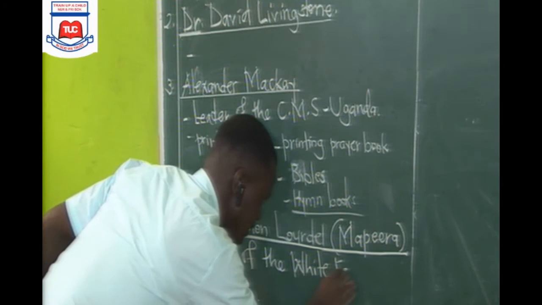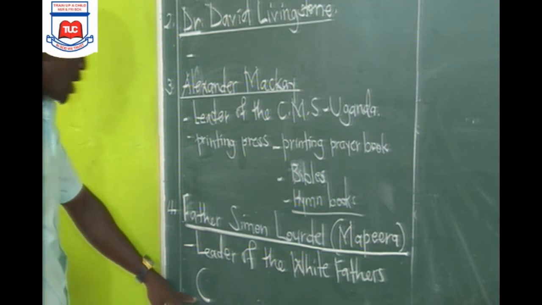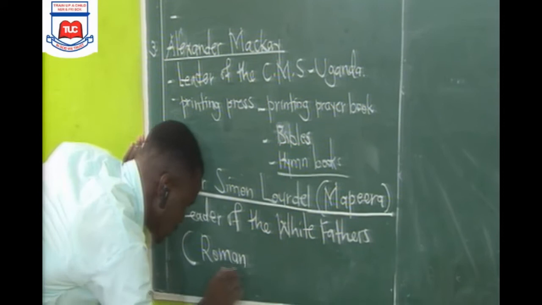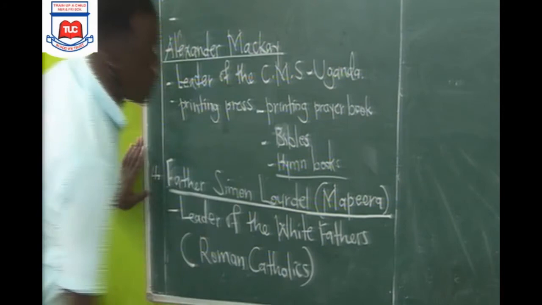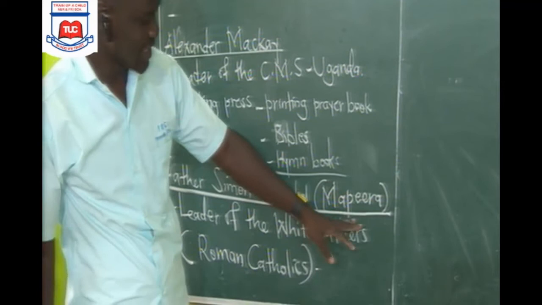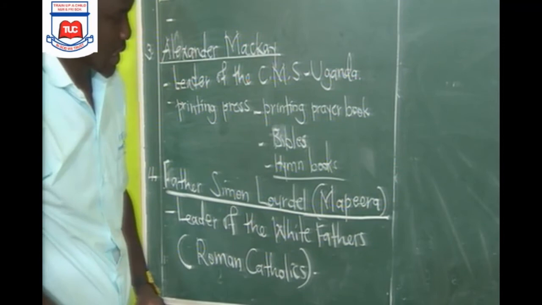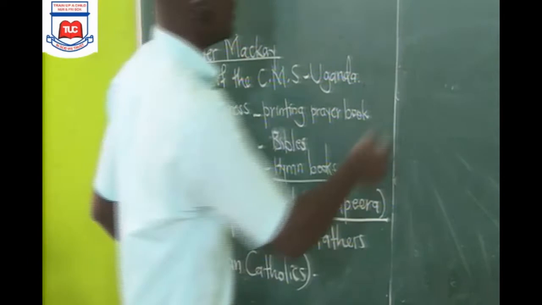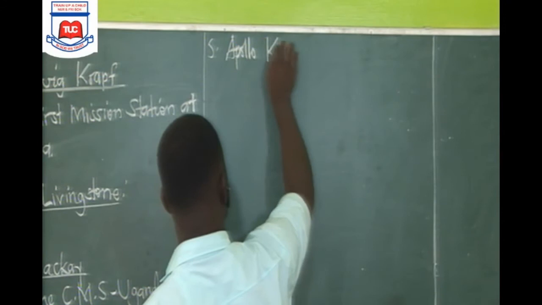Remember, we say these White Fathers belonged to the group of the Catholics that sometimes we call Roman Catholics. So this was about Father Simon Lowdell, who was nicknamed Mapera by some Ugandans who could not pronounce well what he was meaning. Then the other one, we also have the one who was called Apollo Chivebulaya.